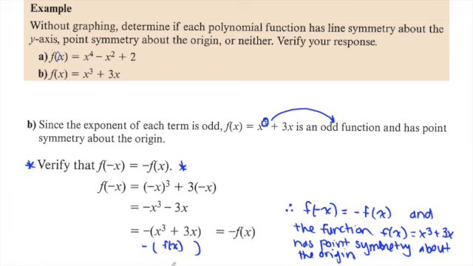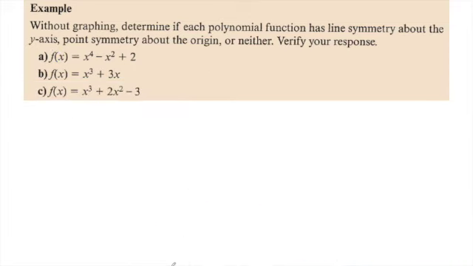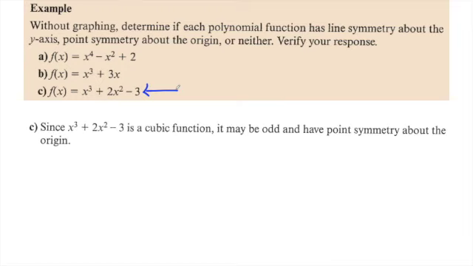So one more example that I will show you is going to be C here. We're going to look at this one on this slide. I want to know line symmetry about the y-axis, point symmetry about the origin, or neither. Since it is x cubed plus 2x squared minus 3, we know that it is a cubic function. So it may be odd and have point symmetry about the origin. Because you see the 3, it would be odd and have point symmetry about the origin. So we're going to figure that out.